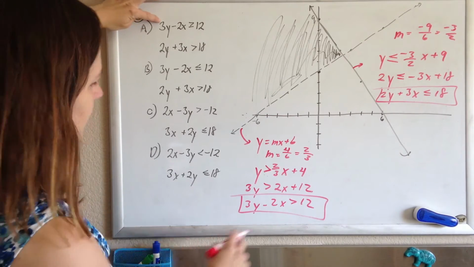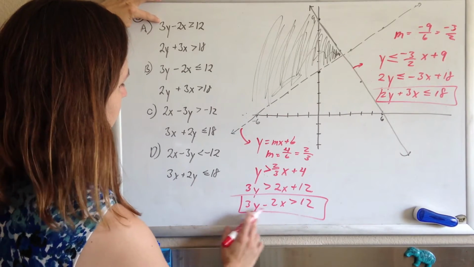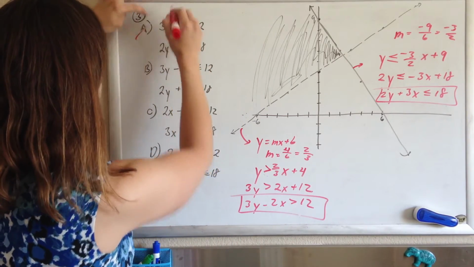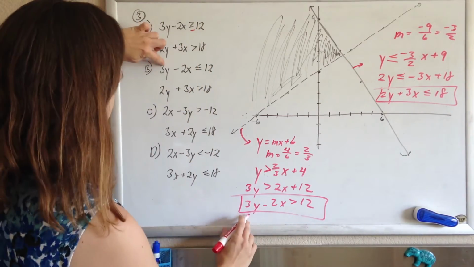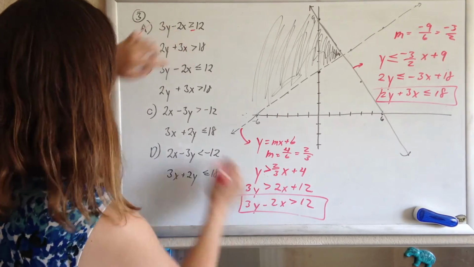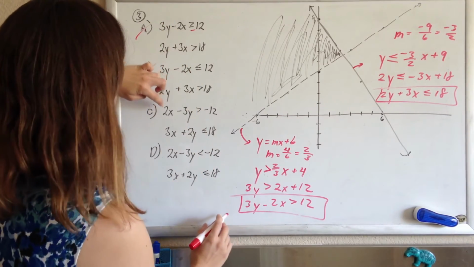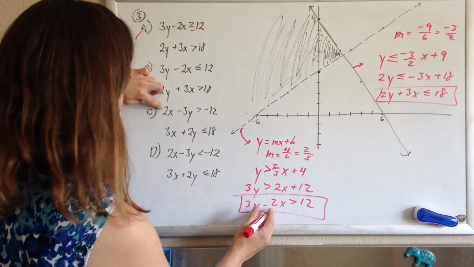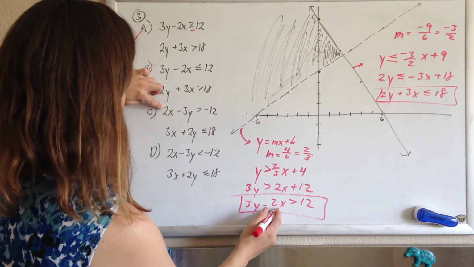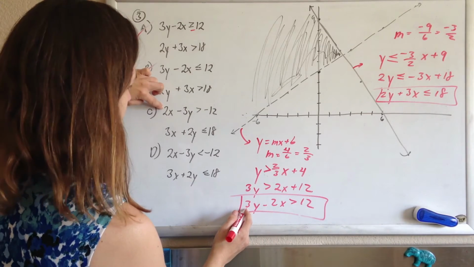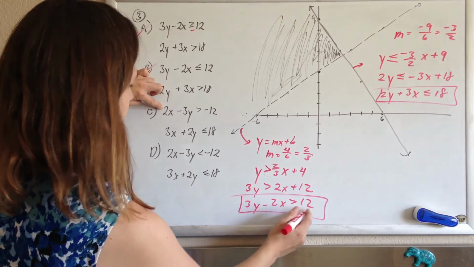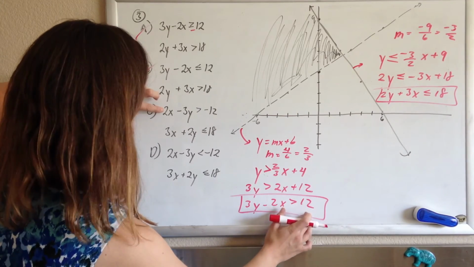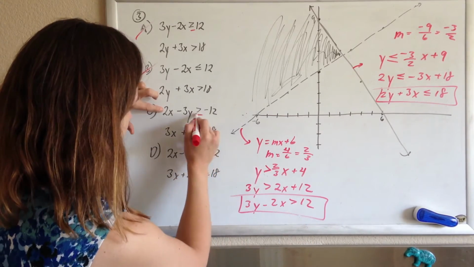This one here has got the 12 on the end of it. So 3y minus 2x is greater, oh, not greater than or equal to. That guy's out. This one here, 3y minus 2x is, oh, not less than. That guy's out. This guy, let's see, negative 2x minus 3y greater than negative 12. So it looks like this is the opposite signs. So this sign should have changed as well.